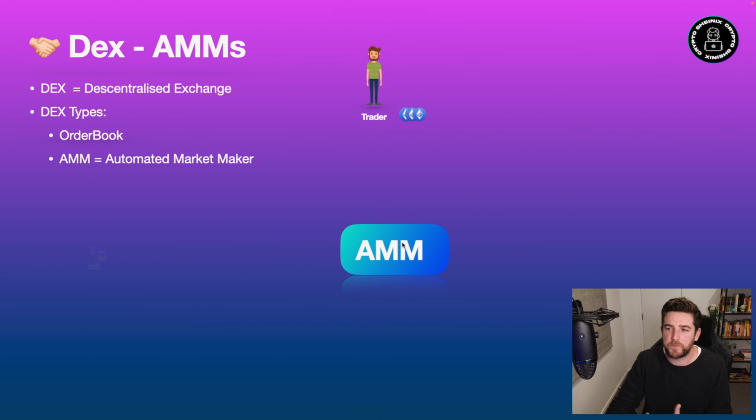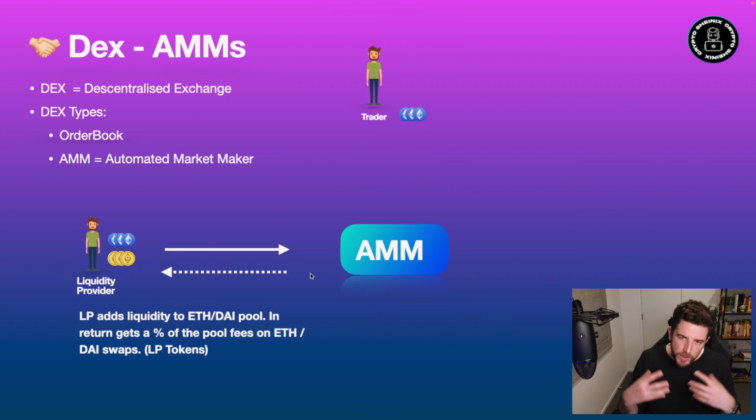Very basic, but we usually have two roles in this AMM interaction. We have the trader and we have the liquidity provider. In this example, a liquidity provider just provides liquidity to a pool of coins. And to simplify, we're going to do a pool of only two coins distributed 50%. A liquidity provider can, for example, add liquidity to the ETH DAI pool, to two cryptocurrencies. And why will he or she do that? Well, in return, the user gets a percentage of the pool fees on the ETH DAI swaps.